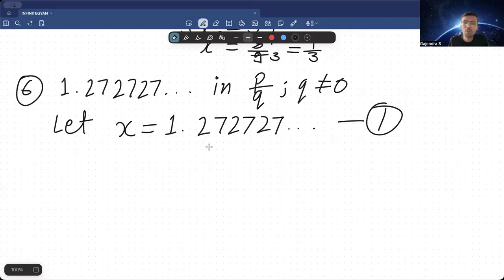So now what you do, how many digits are getting repeated again? 2 7. So this is 2 7 2 7. So two digits are getting repeated again and again. So I'll multiply by 100. Correct. Multiplied by 100, so it becomes 100x. The decimal shifts two digits ahead.